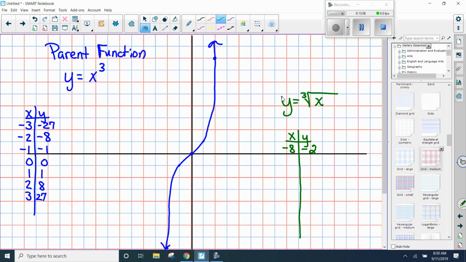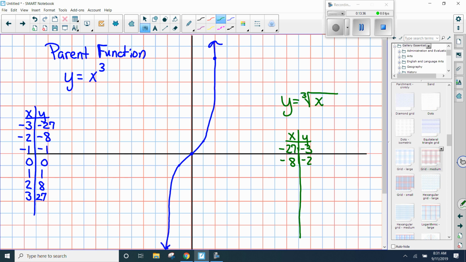-2 times -2 times -2 is -8. If I picked -27, even though this is out of order, that would give you -3. And that's going to bother me, so I'm going to put them in order here, smallest to largest. It can be another parent function. Yep. Recognizing what the typical graph of a cube root is going to look like.